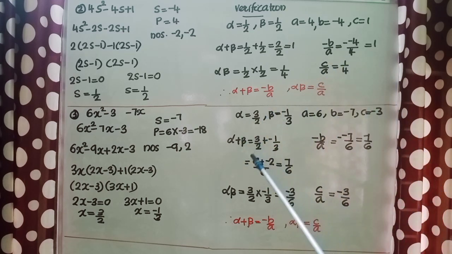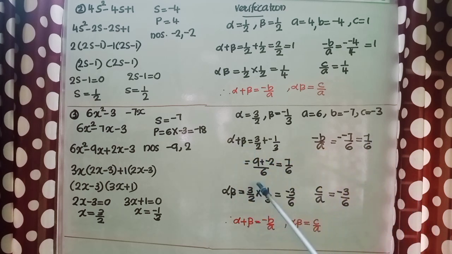Alpha plus beta equal to 3 by 2 plus minus 1 by 3. Here we can cross multiply. So we get 9 plus minus 2 by 6, that is equal to 7 by 6. Minus b by a equal to minus of minus 7 by 6, that is equal to 7 by 6.